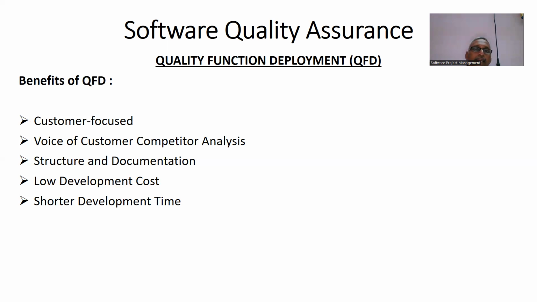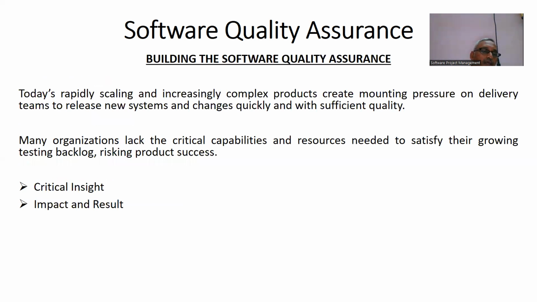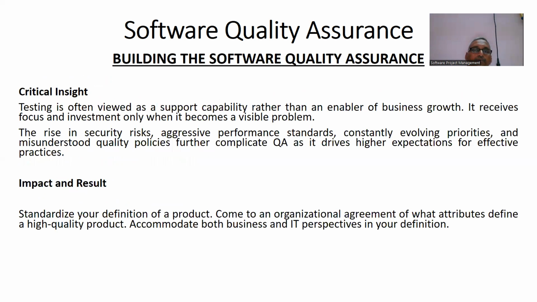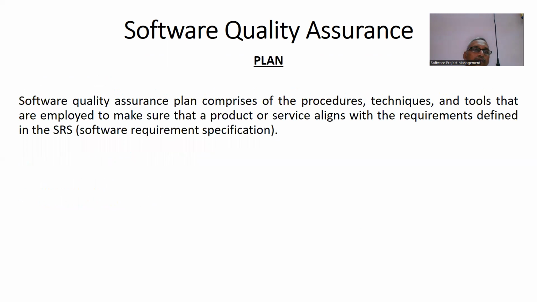Next, we'll move to plan. The software quality assurance plan comprises the procedures, techniques, and tools that are employed to make sure that a product or service aligns with the requirements defined in the SRS. SRS means software requirement specifications.